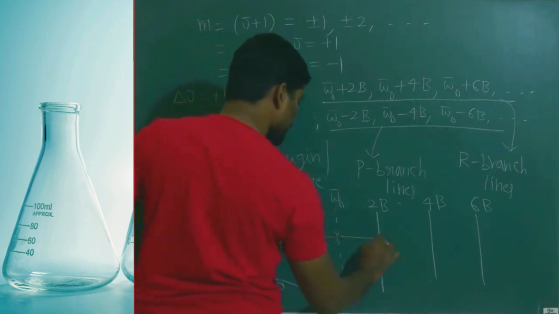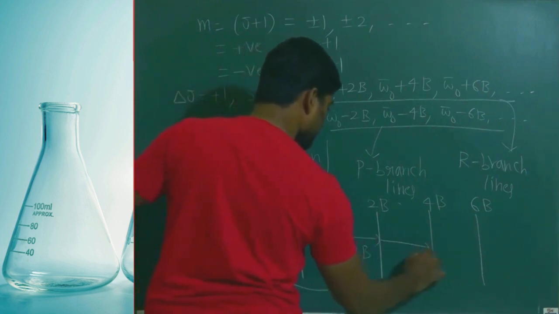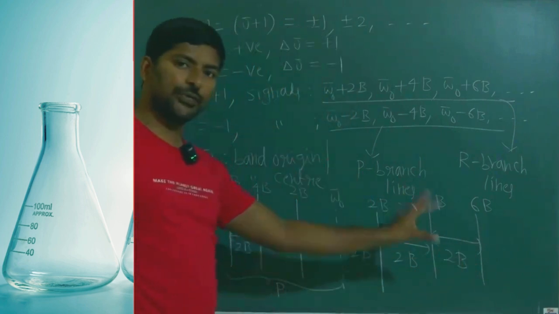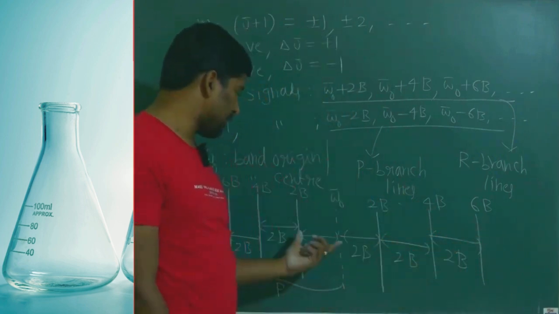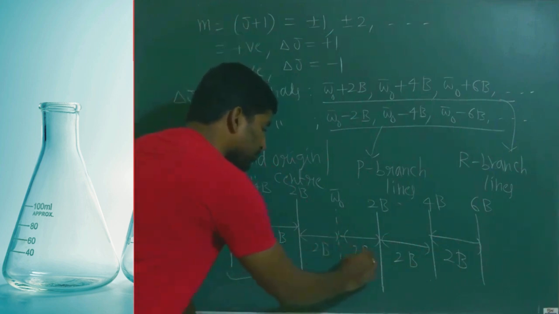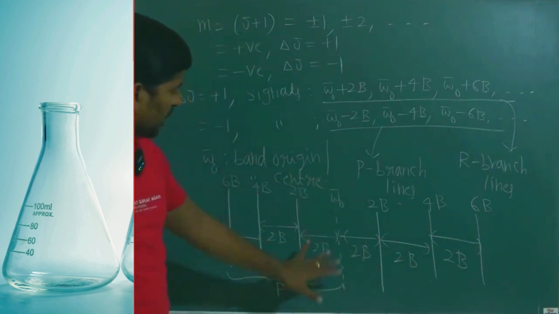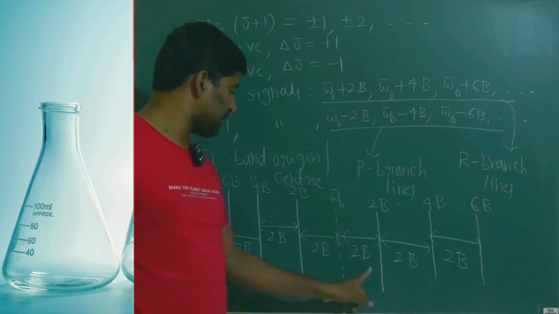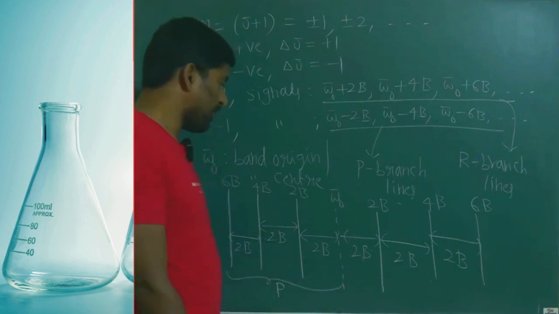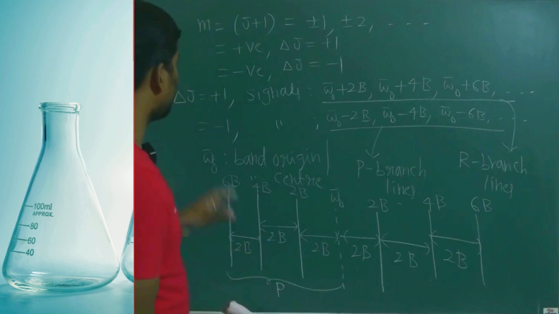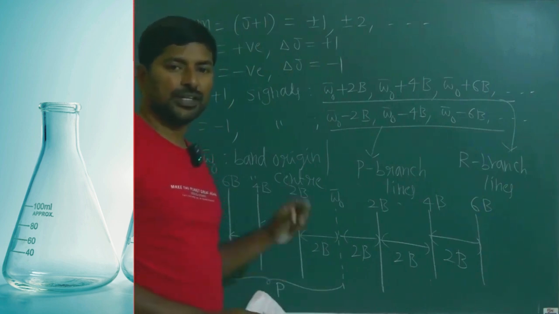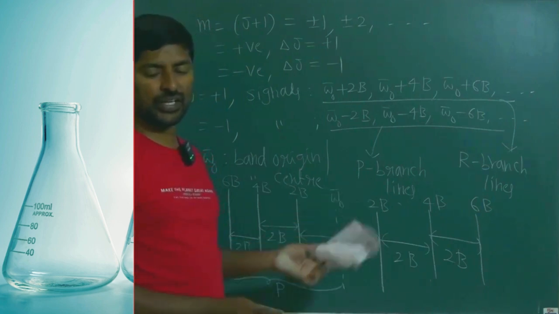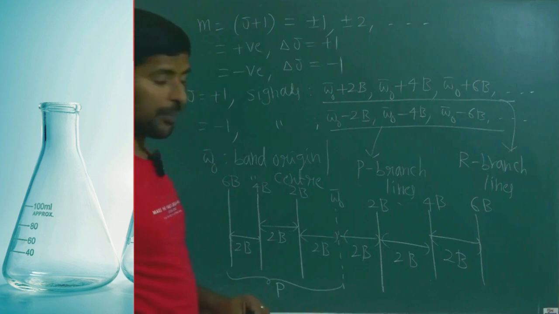Again the gap between these is 2b, 2b, 2b. So the gap between any two successive spectral lines is 2b centimeter inverse, but at the center the gap is 2b plus 2b, 4b. Since at omega bar naught we cannot get any signal, at the center the gap is 4b centimeter inverse. So this is about the rotational vibrational spectra of a rigid diatomic molecule. A rigid diatomic rotating vibrator we consider.